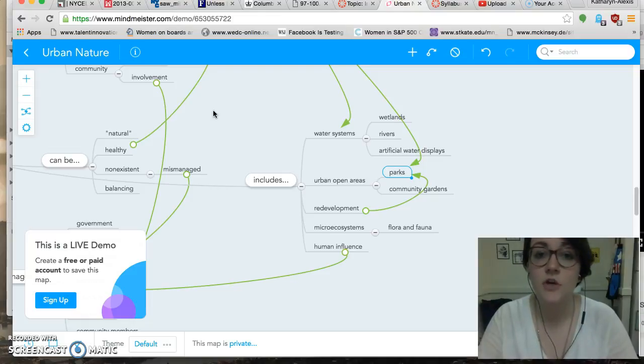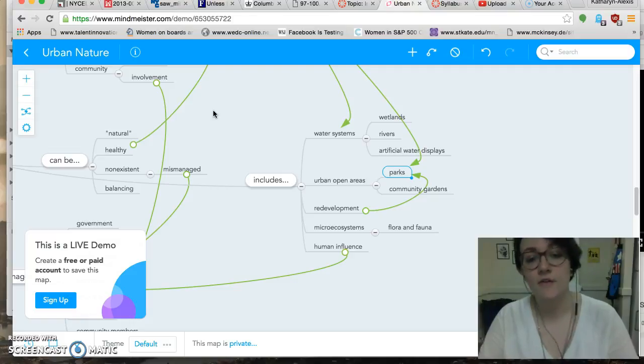It also includes urban open areas, so parks, that sort of thing. Also community gardens, I think, are a very important part. And community gardens, I didn't draw the link, but that can link back to community involvement and community members who are helping with the management of urban nature. It also includes redevelopment. So you might not have urban nature built into the plan of a city, but they can retroactively go back in and create that sort of thing.